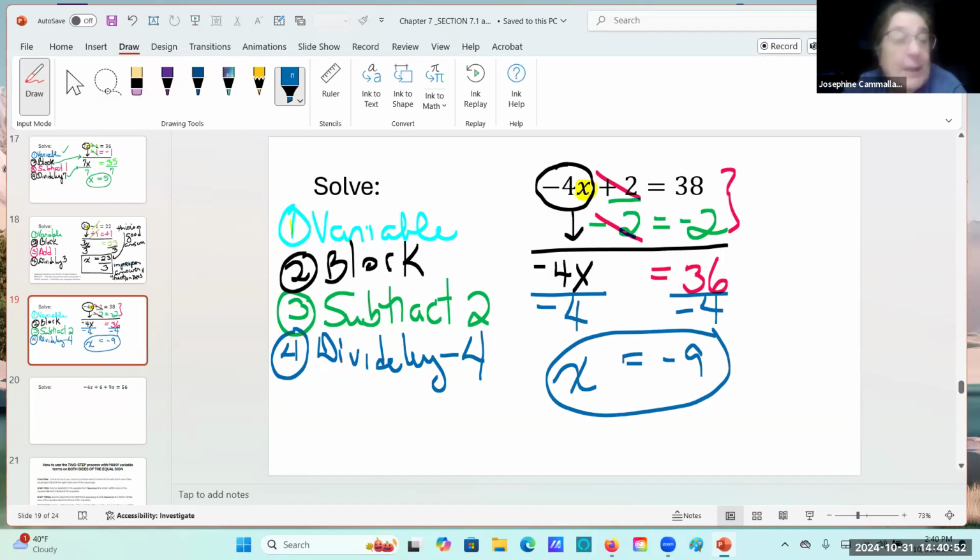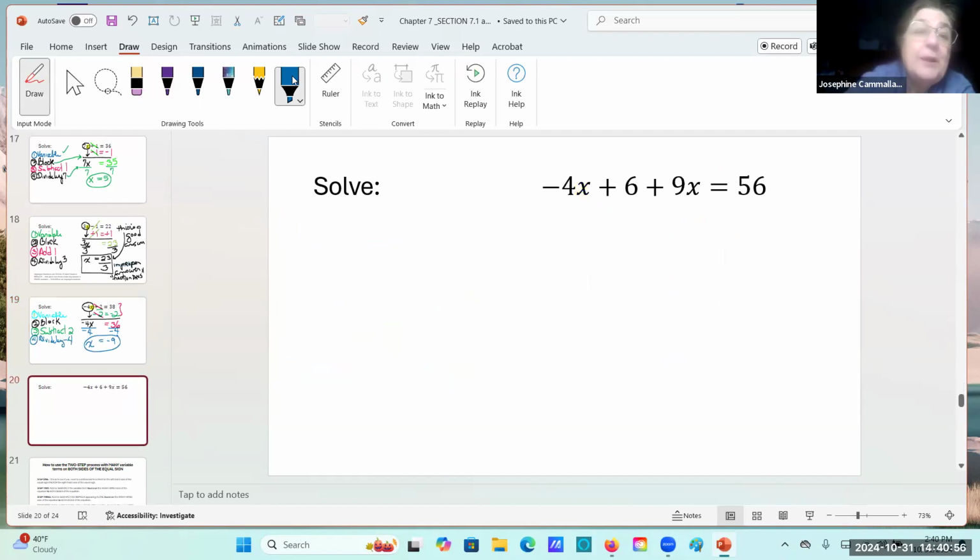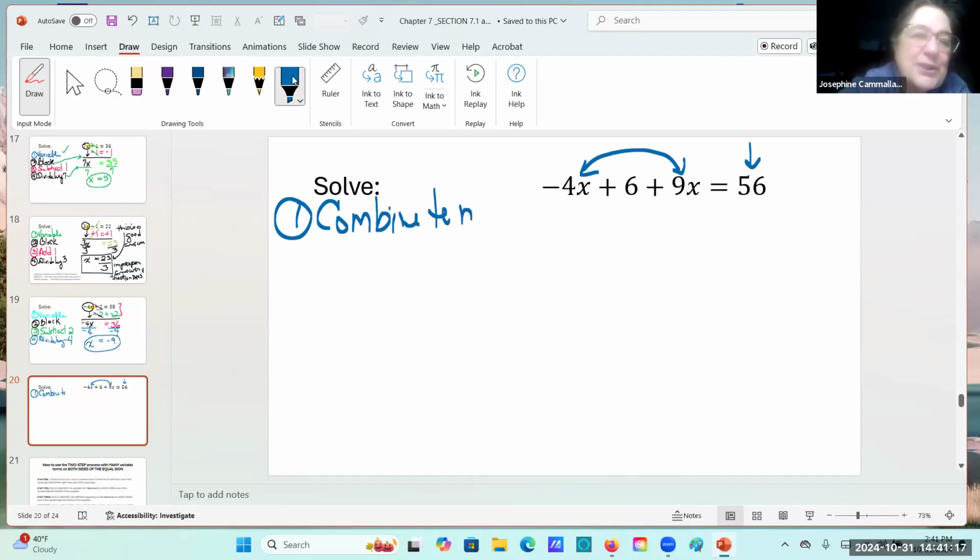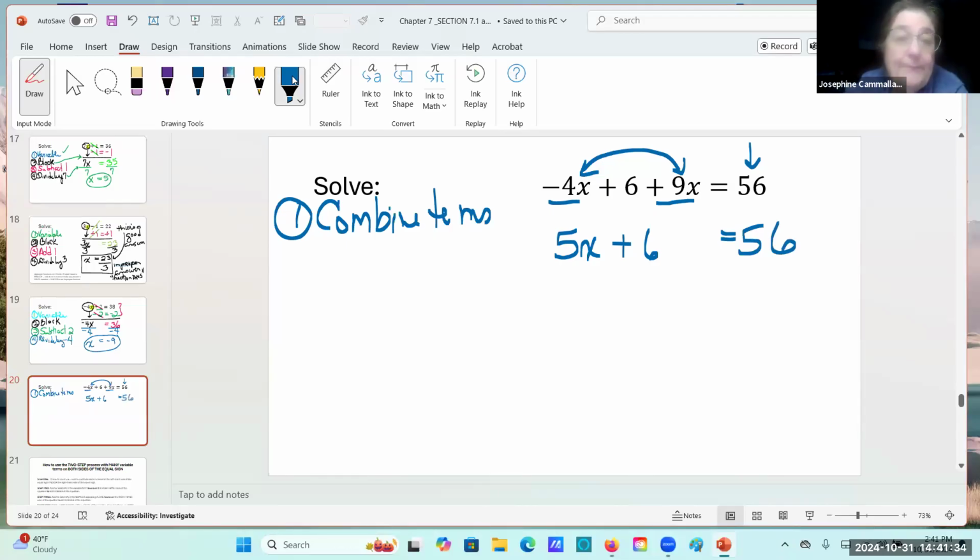Now, so far we've done 4 steps, but we're going to make life a little interesting here. Before we begin, notice I have a single number 56, but I have 2 x's on the left-hand side. So the first thing I'm going to do is combine terms. Negative 4x and positive 9x is giving me a positive 5x plus 6 is equal to 56. The first step I'm doing, because I have two x's on the left-hand side of my equation, is I've got to combine them. Now notice, I didn't change signs of the 9 to the 4. They're on the same side.